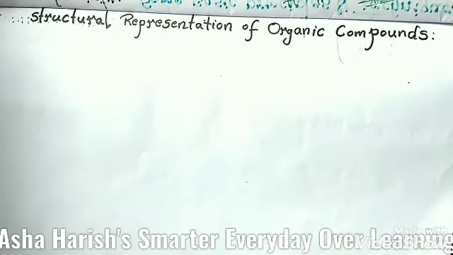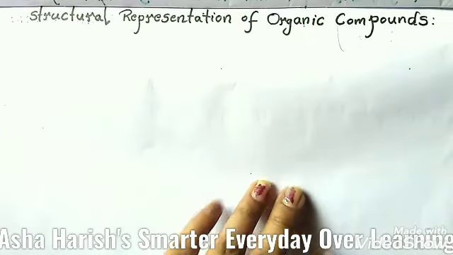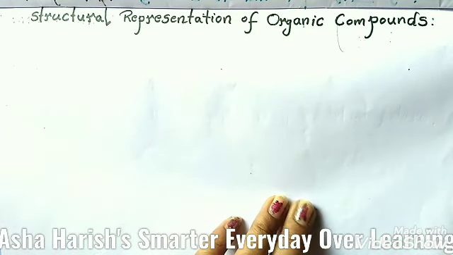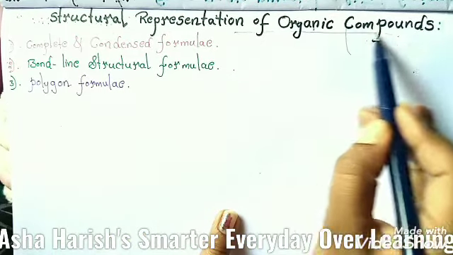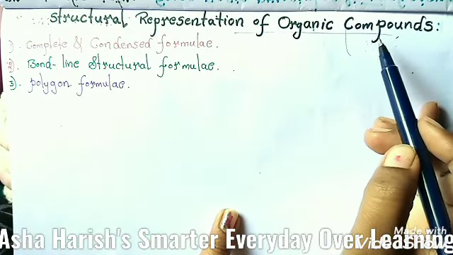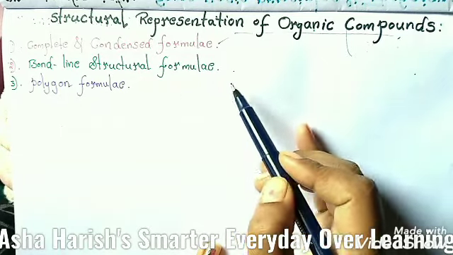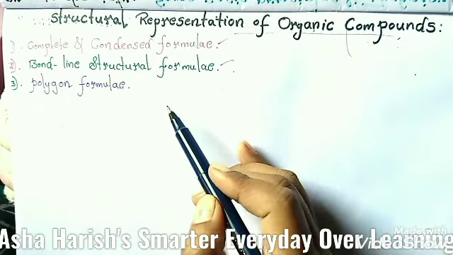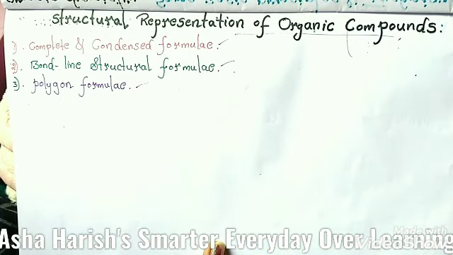Now in this session, let's see the structural representation of organic compounds. Students, we have to learn these organic compounds based upon three categories: number one, complete and condensed formulae; the second one is bond line structural formulae; and the third one is polygon formulae. Let's see one by one about these three types.